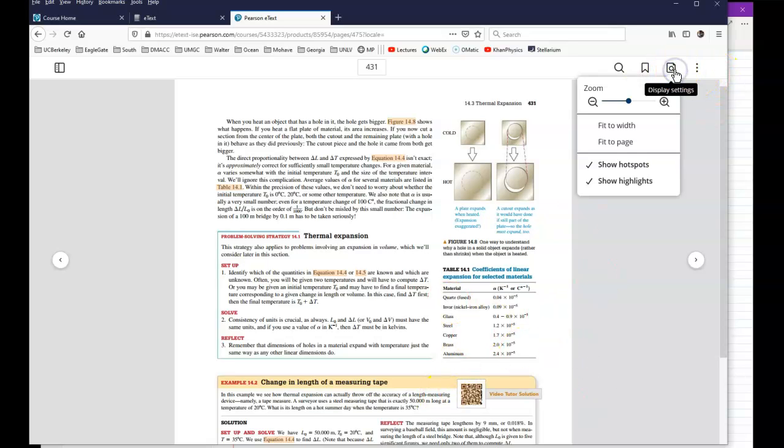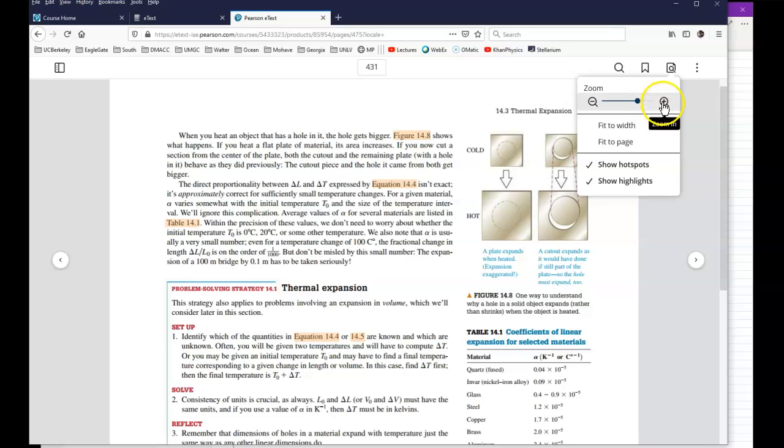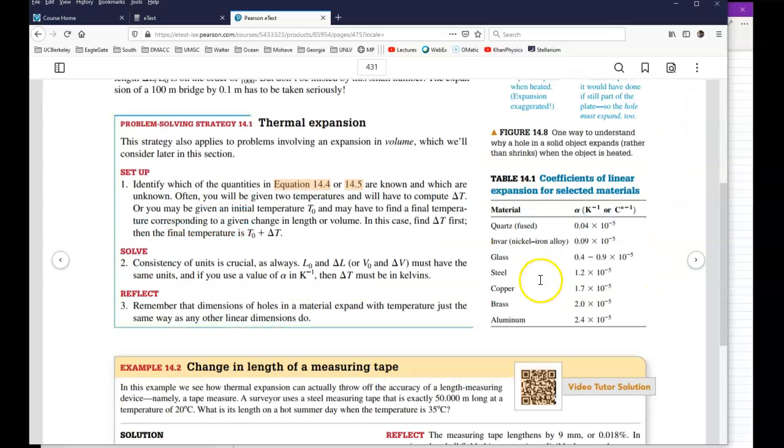Let me magnify it a little bit. Right here, okay? So the coefficient of linear expansion, alpha, has the unit either inverse Kelvin or inverse Celsius. Both of them are equivalent. You can pick whichever you want. So, for example, the linear expansion of steel is 1.2 times 10 to the negative 5. Copper, 1.7 times 10 to the negative 5. Brass, aluminum. And then you have nickel, iron alloy, Invar, never heard of it. Quartz, 0.04 times 10 to the negative 5, and so on, okay? So basically, you want to look up the table for that.